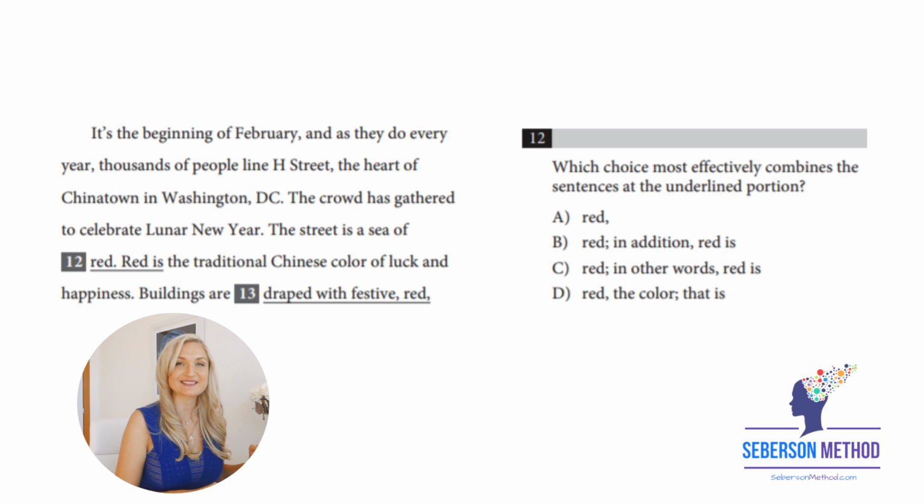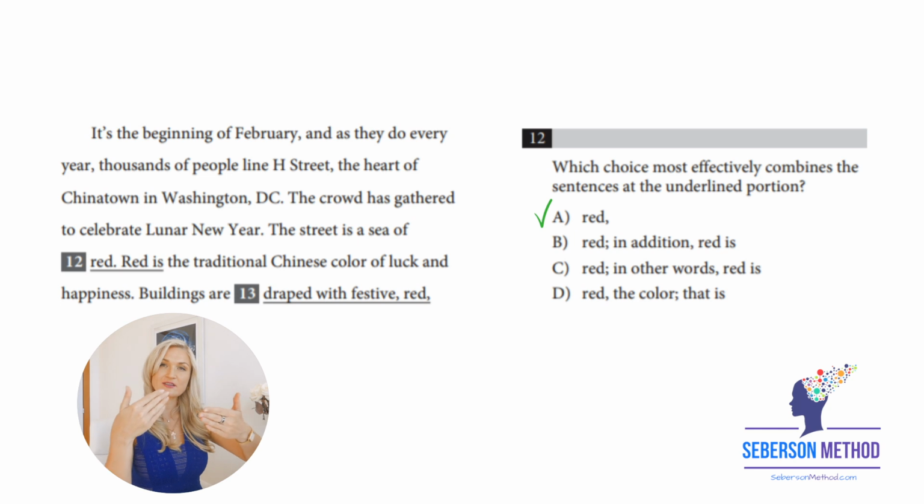If you said the answer is A, you're absolutely correct. The street is a sea of red. The next sentence begins with red again. See? Redundancy. There's an overlap. You're using the word red twice. So what are we going to do?